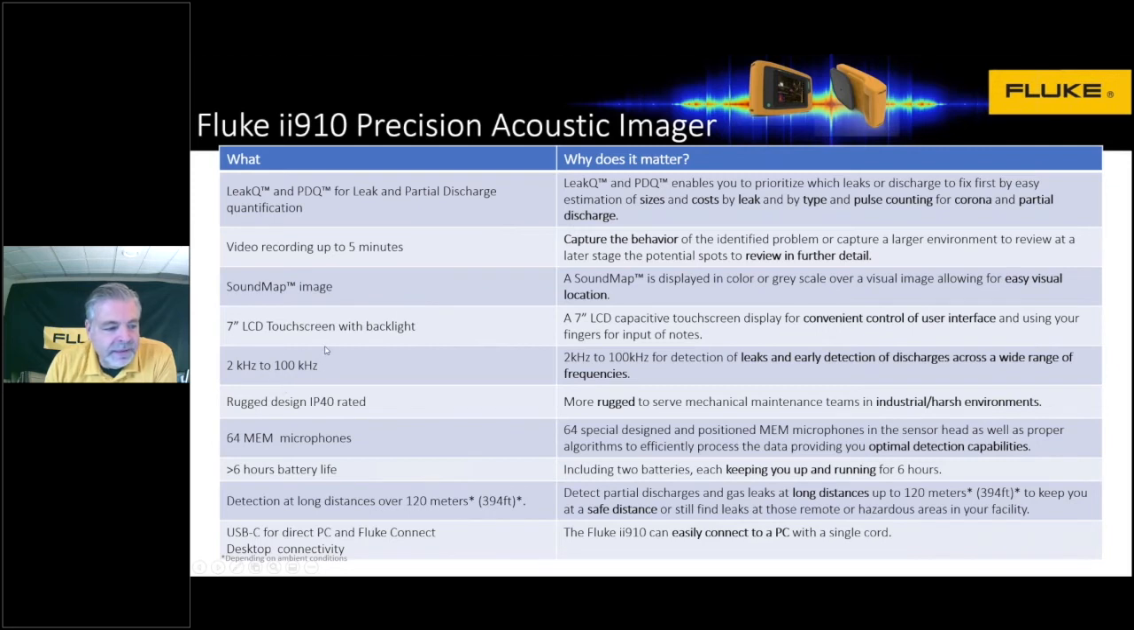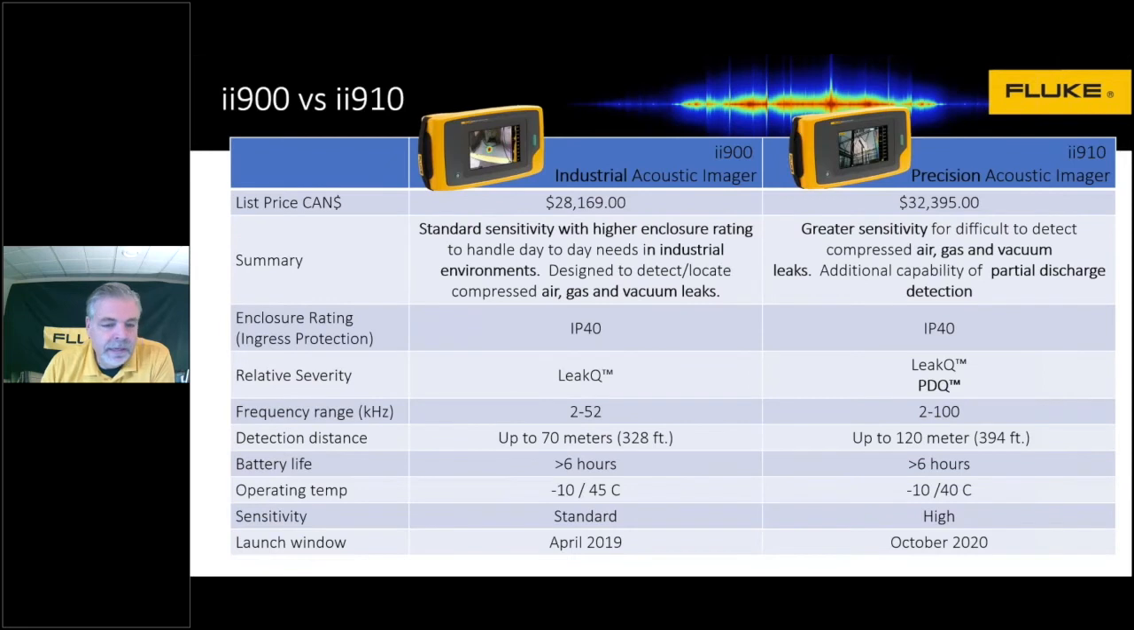The thing I wanted to highlight here is the higher frequency, 100 kilohertz, and we don't lose any of our IP rating. The other one is that the distance is extended on the ii910 to 120 meters, which is just over double what the ii900 did at 50 meters. And here's a comparison happening side by side between the two.